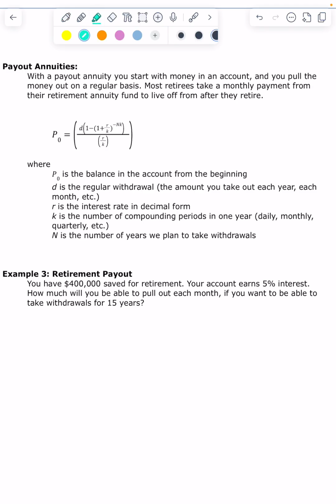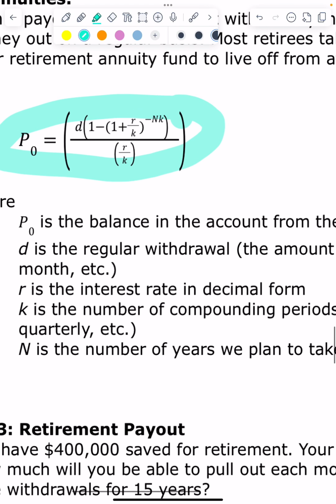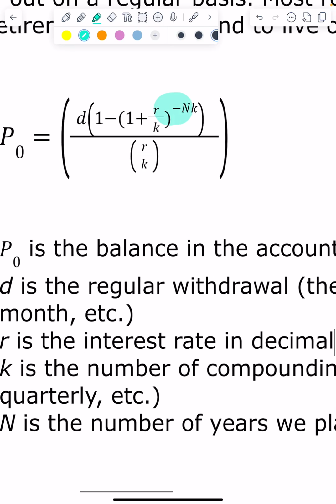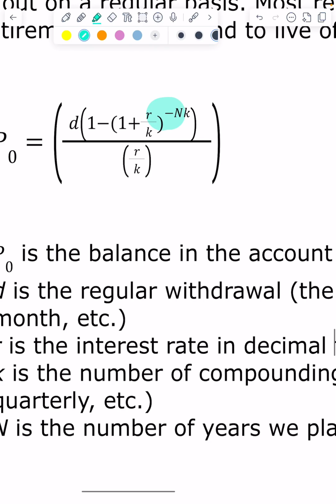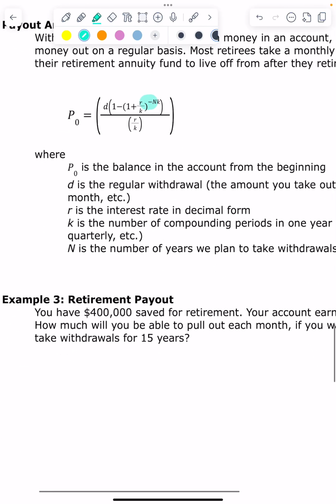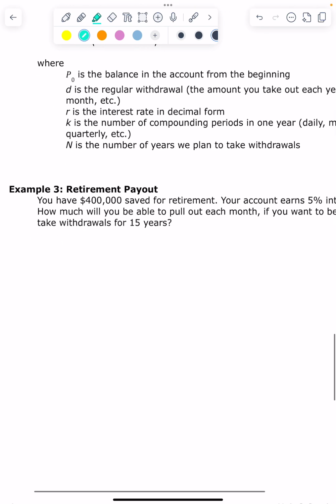So just take note that for one thing, we have a negative. Actually, I shouldn't highlight that whole thing, but let me just highlight that negative in the exponent there. So that's kind of new. And we have to be careful about getting all those parentheses right. So that'll be fun. All right, retirement payout.